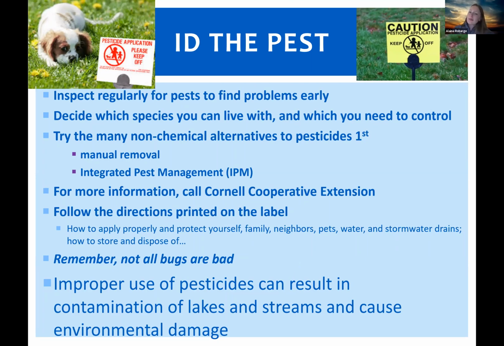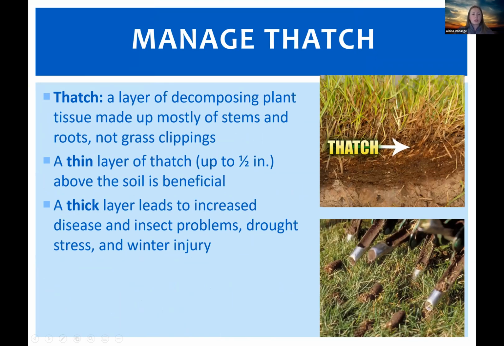So the next thing I want to talk about is thatch. This may be something you've never had an issue of. You may not know a whole lot about it, but simple enough. It's a layer of decomposing plant tissue made up mostly of stems and roots. This isn't just a pile up of grass clippings. So a thin layer of thatch up to about a half inch is good for your soil. But anything thicker than that can increase your disease, insect problems, drought stress, can cause some winter injury. You want to make sure you're dealing with that.